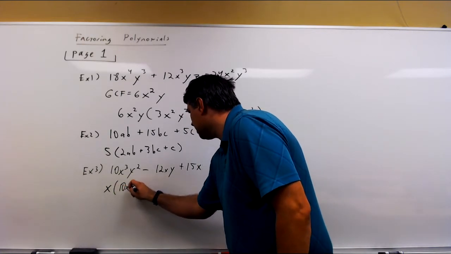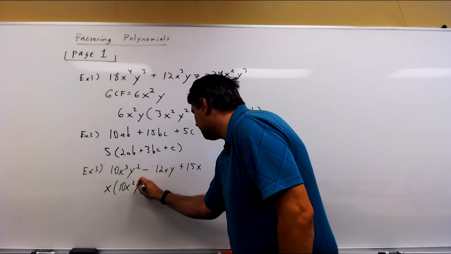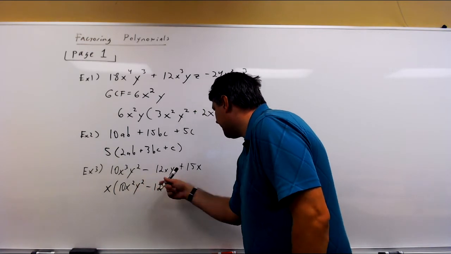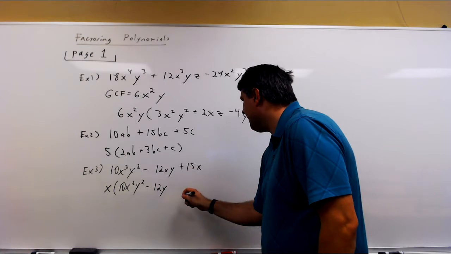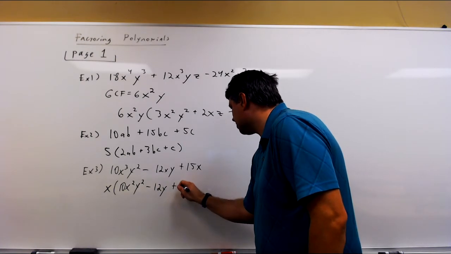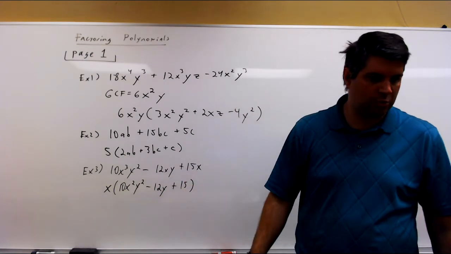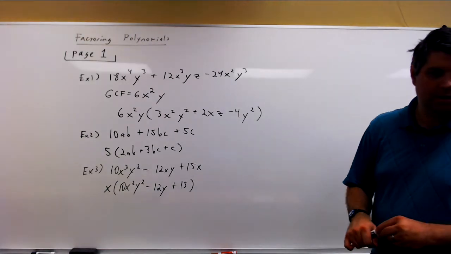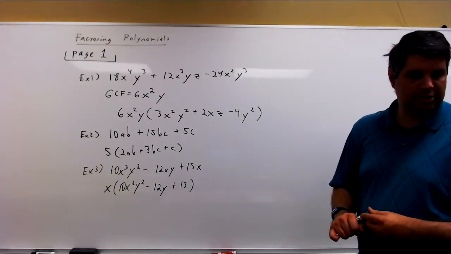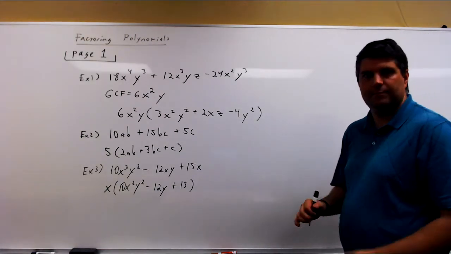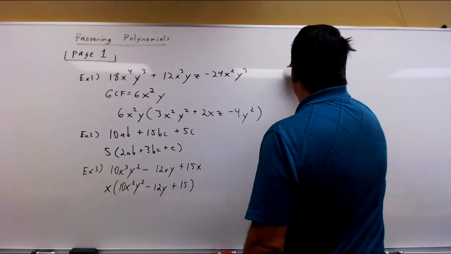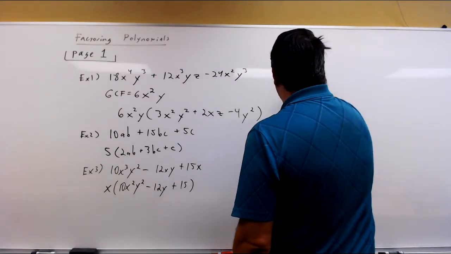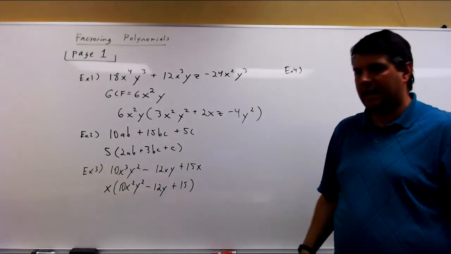10x squared y squared minus 12. The x's cancel, leaving 12y. And then the x's cancel here as well. Okay, so we'll have 10x squared y squared minus 12y plus 15. Okay? Example 4 has something very important going on here. Okay, I'm going to move it down.